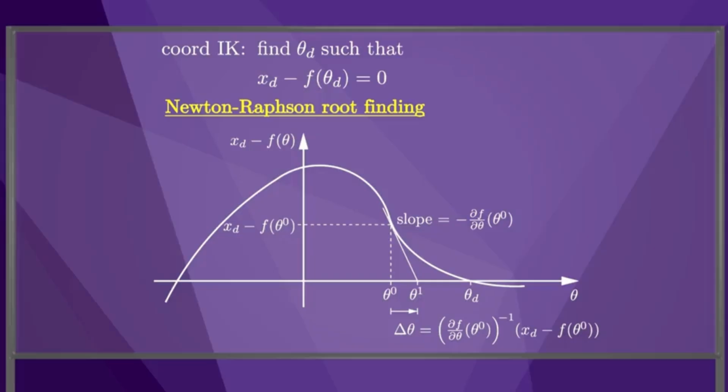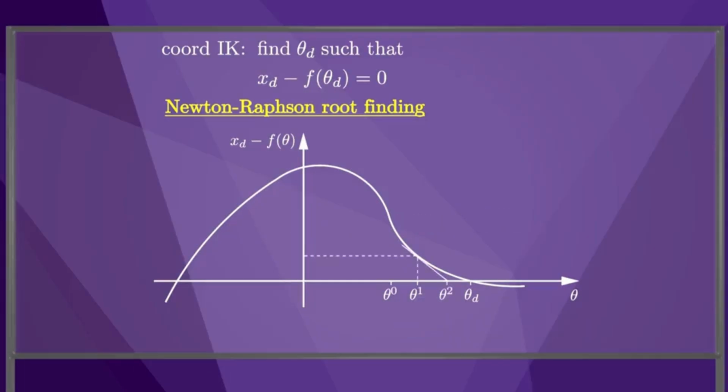If the function xd minus f were linear, theta 1 would be an exact solution. Since it is not linear in general, theta 1 is only closer to a solution, not an exact solution. Now we can repeat the process, getting a new guess theta 2, and continue repeating until the sequence theta 0, theta 1, theta 2, etc. converges to the solution theta d.